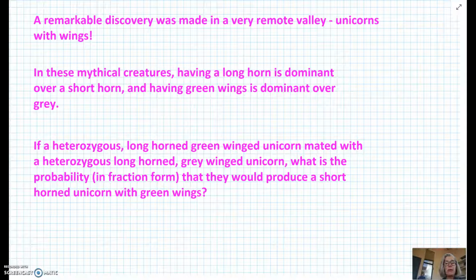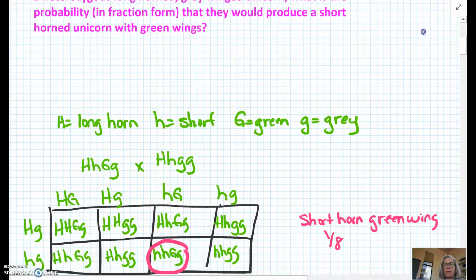So I would like you to try doing this dihybrid cross. Pause the video, and then you're going to check your answer when you start the video again. If you've already done this dihybrid cross in class, please simply fast forward. So I'm going to give you time to pause now. Okay, I'm back. Let's look at the answer and see how you did.